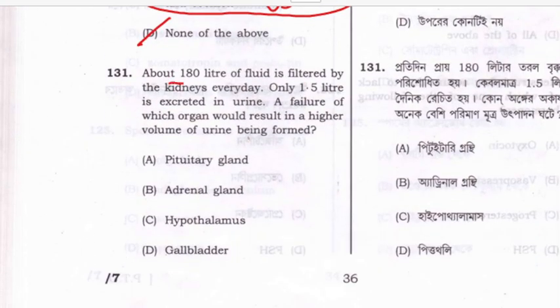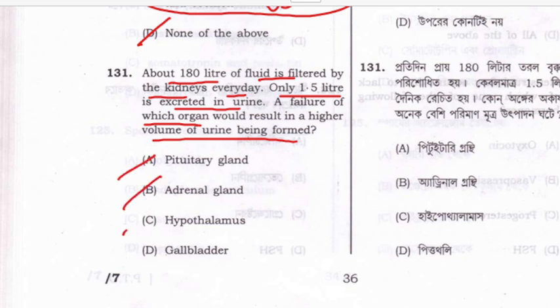Next, about 180 liters of fluid is filtered by the kidney every day. Only 1.5 liters is excreted in urine. A failure of which organ would result in a higher volume of urine being formed? Pituitary gland, adrenal gland, hypothalamus, gallbladder. So obviously it will be related to the hypothalamus.